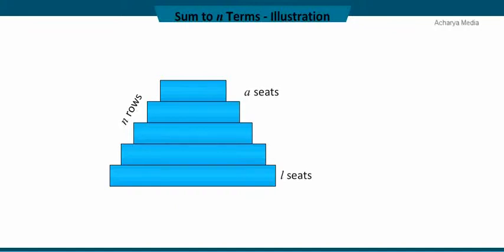Schematically, the auditorium looks like the figure given in the picture. For convenience, let L denote the number of seats in the last or nth row. There are n rows. The front row has A seats. The last row has L seats. Let S be the total number of seats.